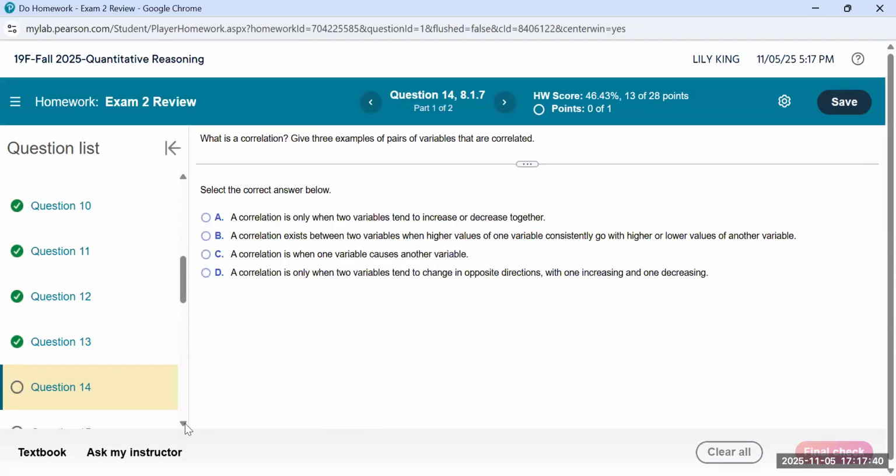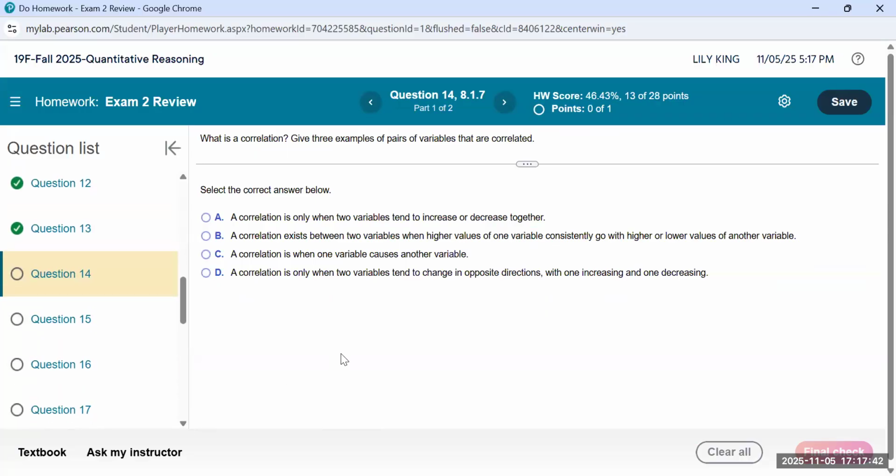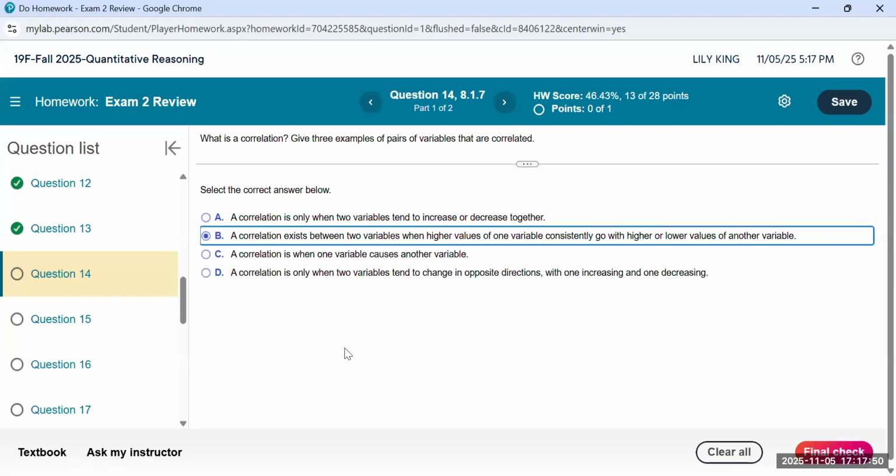14, we have to define correlation and give 3 examples of pairs of variables that are correlated. Now, correlation is a relationship between 2 variables when higher values of one variable consistently go with higher or lower values of another variable. Now, why is A wrong? A is wrong because it does not correctly define or explain correlation. Now, with correlation, we have 2 parts. We have positive or negative correlation. With positive correlation, both variables increase at the same rate, whereas with negative correlation, as one variable is increasing, the other one is decreasing.